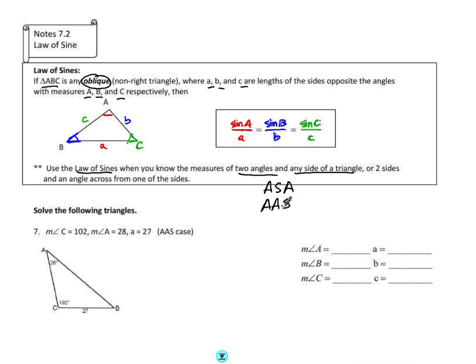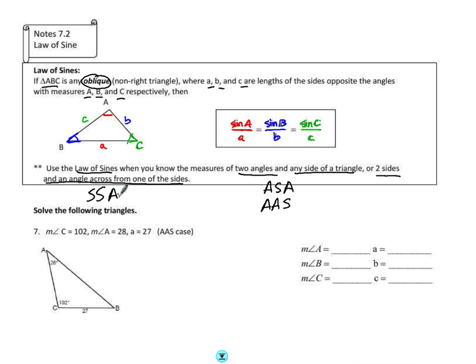If I have that type of information provided to me, I can use law of sines to find the missing angles and sides. Or if I have two sides and an angle across from one of those two sides, meaning it follows two sides and a non-included angle, that's side-side-angle. You have to be careful there because that could lead to ambiguous cases, and we're going to cover that in this lesson.